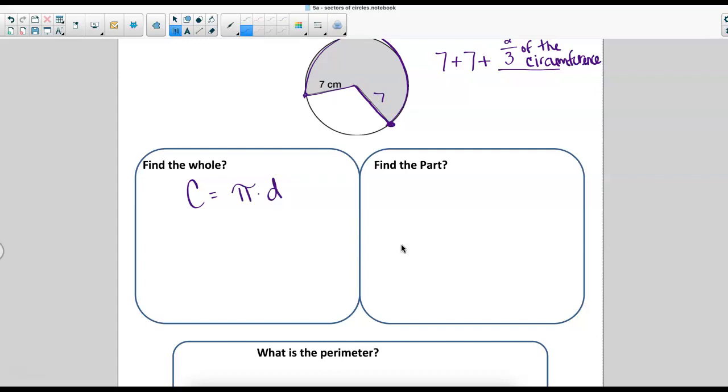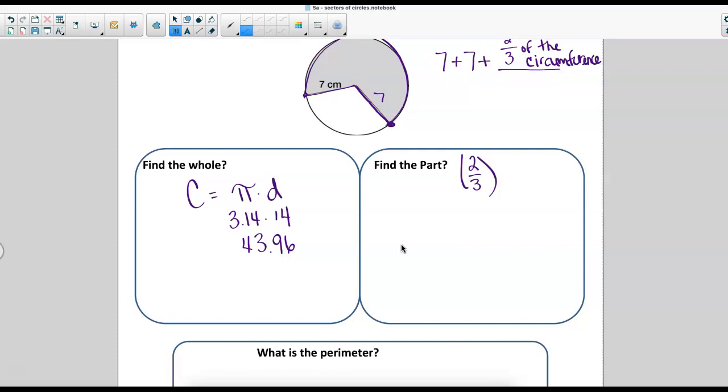What's the diameter of that circle? Diameter, Tyler? 14. So 3.14 times 14, that's 43.96. I'm going to just leave it at that for now. Okay, now I don't want the whole way around. I want part of it. And the part that I want is 2/3. So how am I going to find 2/3 of the circumference?